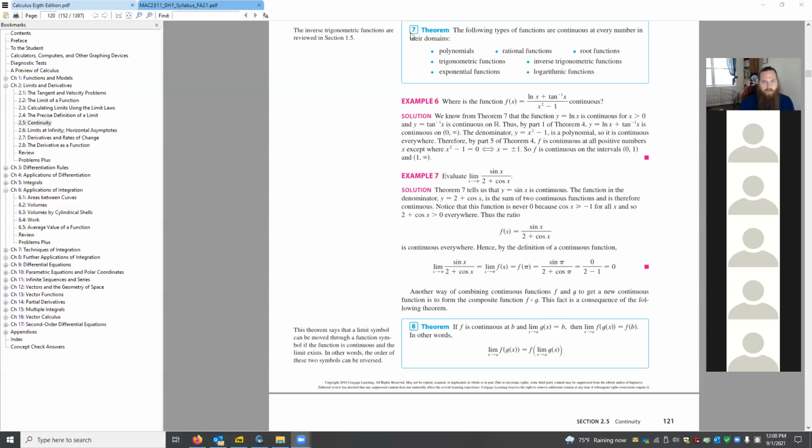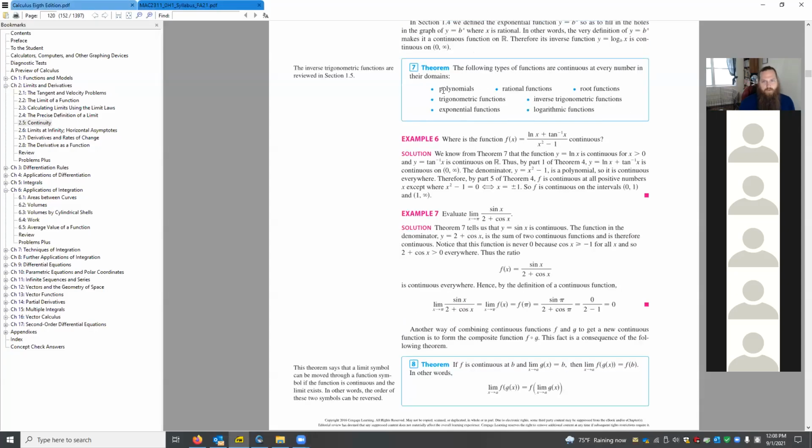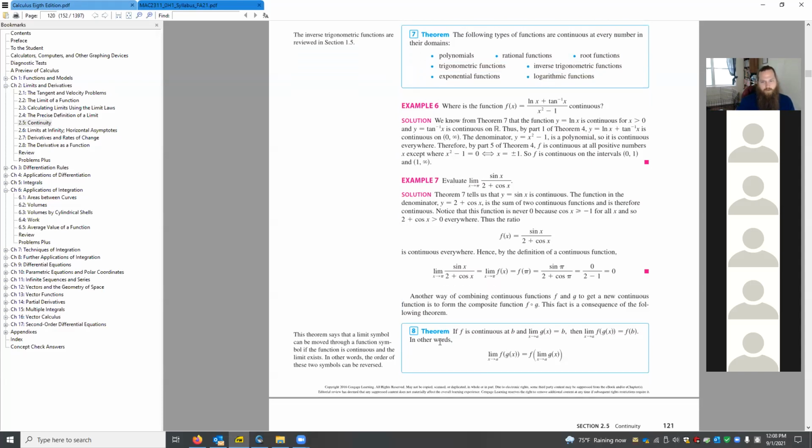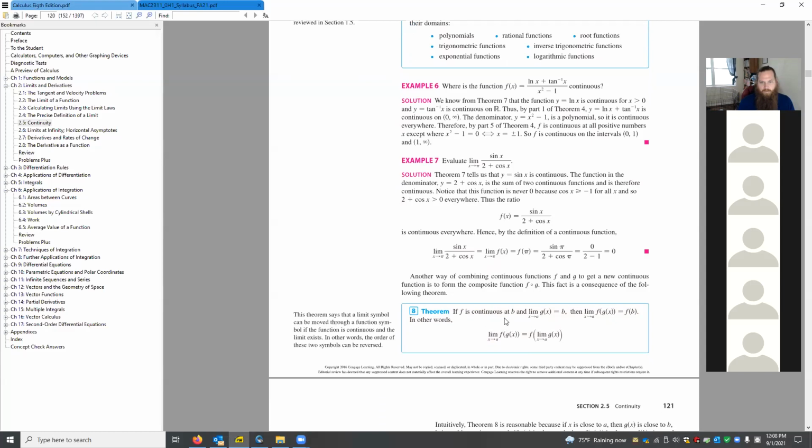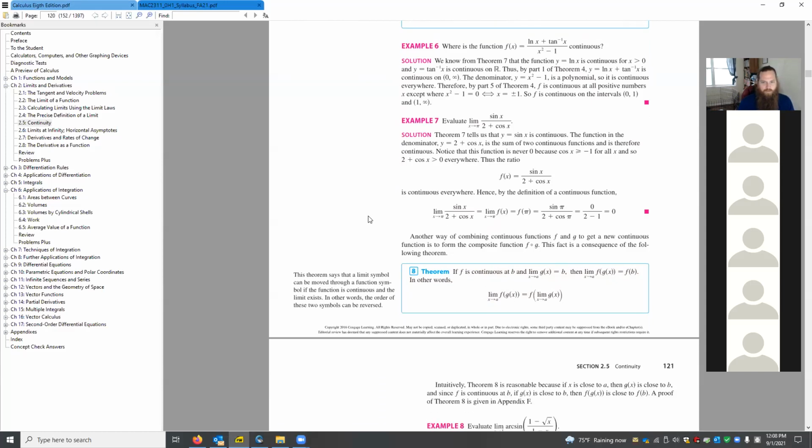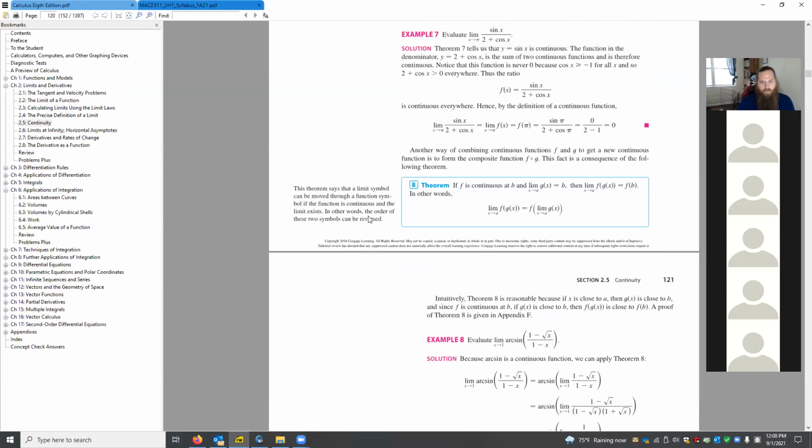Okay. So the last theorem here: your textbook actually gives you a broader list of things that are continuous everywhere they're defined. Basically all the nice functions you know are continuous everywhere in their domain. And then the last little theorem here is that composite functions are continuous. This is saying the same thing. Composite functions are continuous. All right.